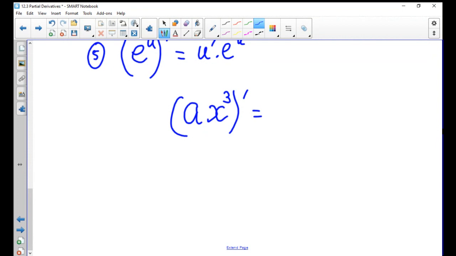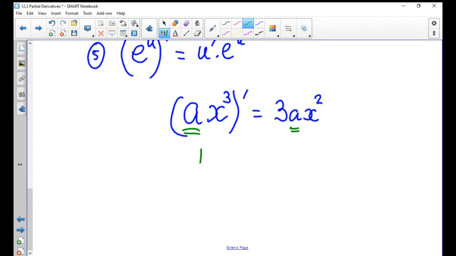A, we keep it there, yes? And then the derivative of x to the power of 3, which is 3. So we could say it's 3a x to the power of 2. So this a is there, you keep it, yeah? It doesn't go anywhere. And you just differentiate x to the power of 3. You will see in a moment why this is important.